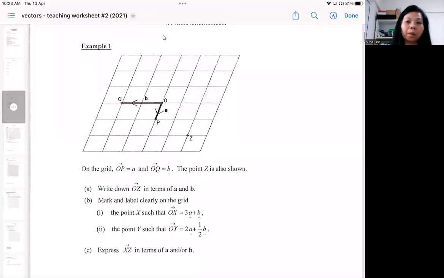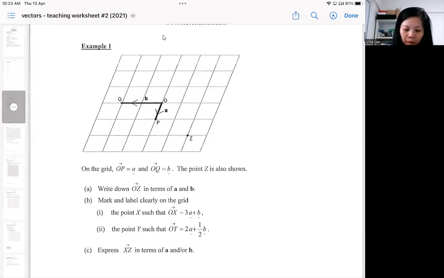Okay, in this example, we are going to be using our idea of addition of vectors, the addition of vectors that you learned previously, on a diagram like this. This kind of diagram is called a grid diagram. They will draw the vectors for you, and then we have to mark points, or express a certain vector in terms of the given vectors. So let me just give you an example for this one first.